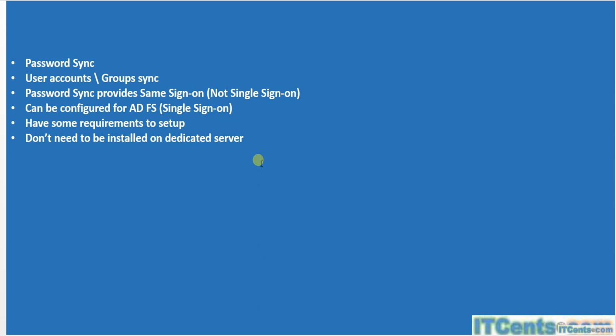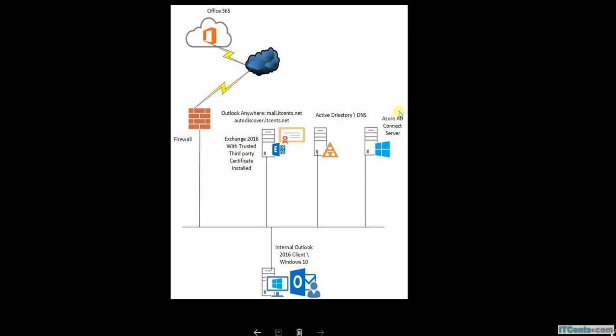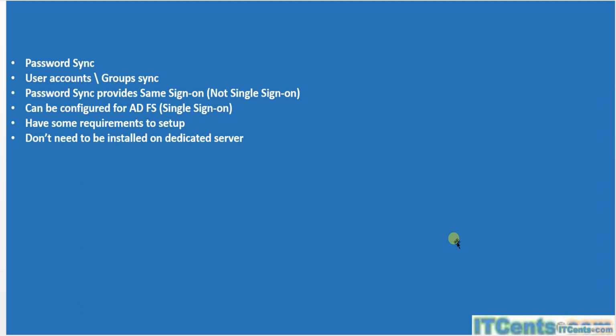But in my lab environment, I have a server here. It's called Azure AD Connect server, or ADC. I will install Azure AD Connect here, and it will be syncing user accounts, groups, and their passwords to Office 365. Okay, clear? So let's start with the demonstration.